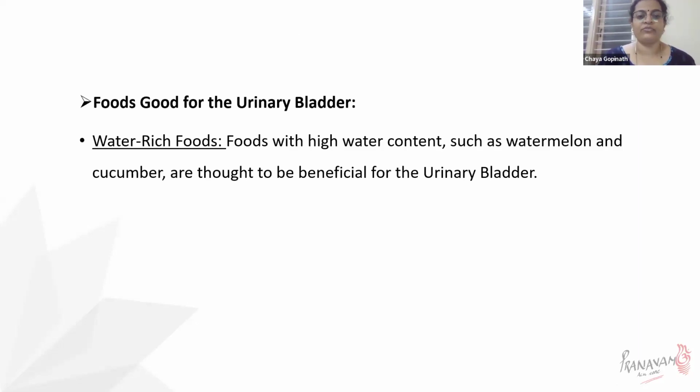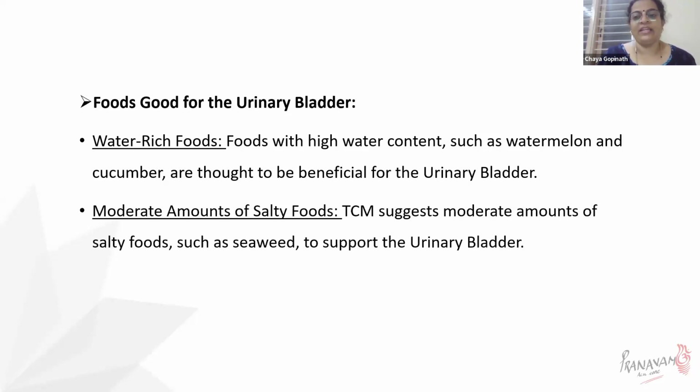What are the kind of foods good for urinary bladder? Again, water-rich foods like cucumber, watermelon, your soups, your juices, all those things. And a moderate amount of salt is fine, particularly if you have cooked your meal with a little bit of salt. I don't talk about adding salt topically on top of your food. If you're adding salt in the process of cooking, that is very good for the health of your urinary bladder. Eating seafood is also good for urinary bladder.